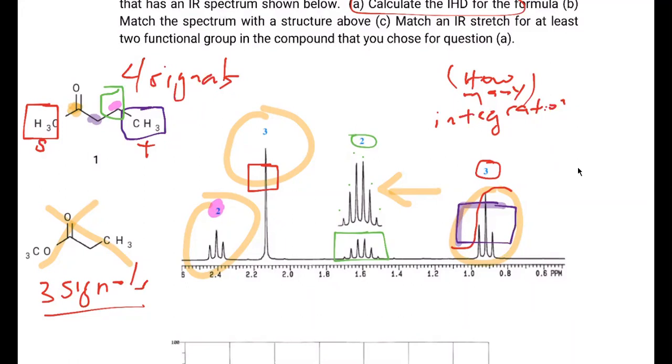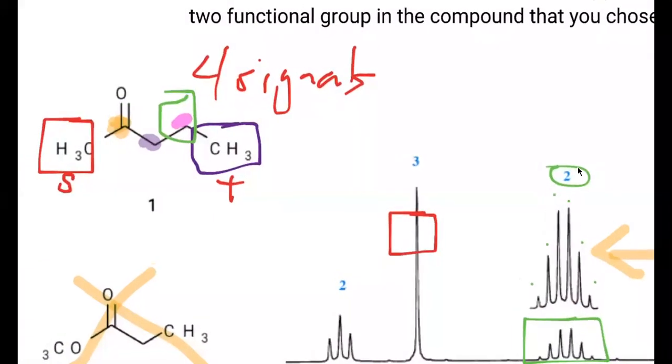What about the last signal? What do you think? It's a triplet. It's the one that I have highlighted. I'm gonna change the color though because I already have purple somewhere on here. So I'm gonna change the color of that. It's this one, that CH2 right there.